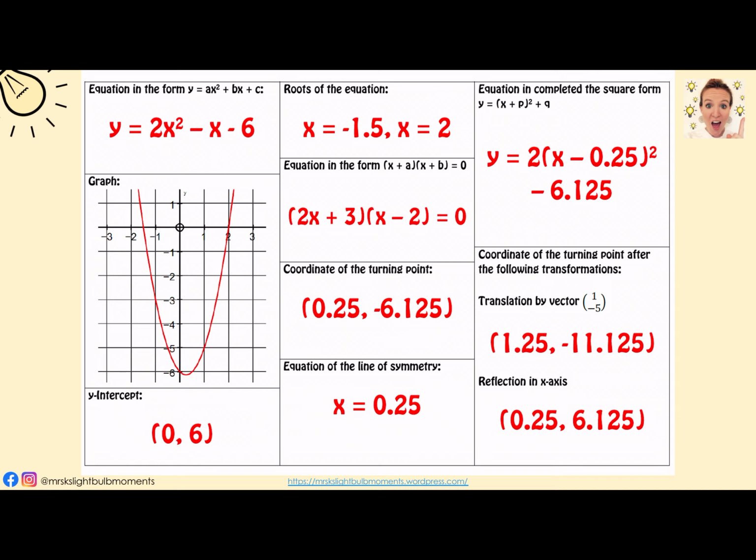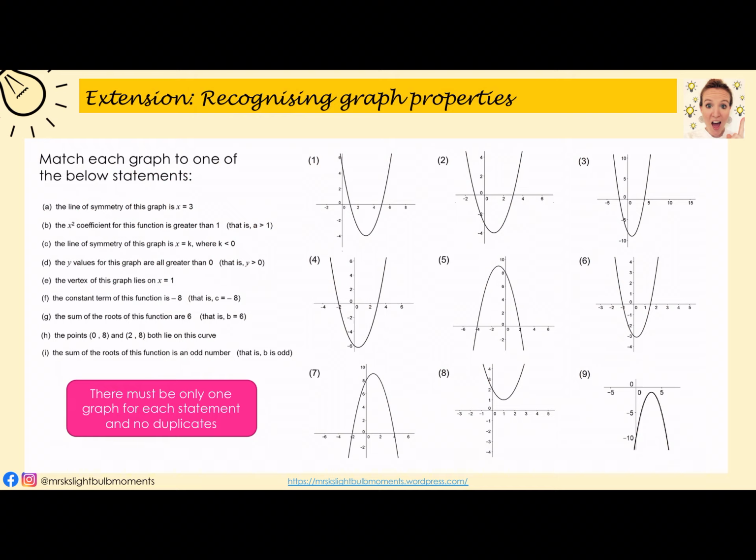All right, and we're going to move on. Fab. Well done. Really good work on that. Now, I'm not going to go through this extension now. This is one for you to have a go at after the session. But I'm just going to explain it because it's a little bit of a tricky task. You've got to match each of the graphs on the right to one of the statements on the left. Now, some of the statements might seem like they go with 3 or 4 different graphs. But there is only one possible graph and one possible number for each.